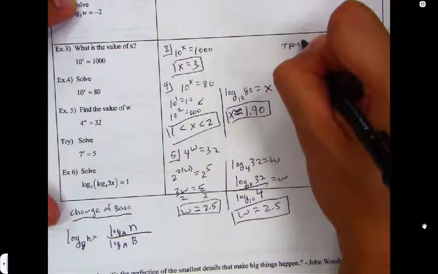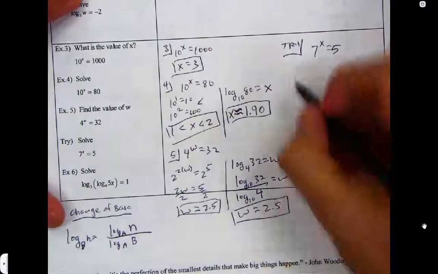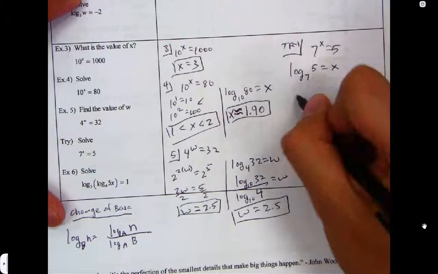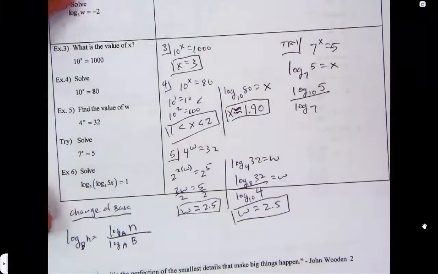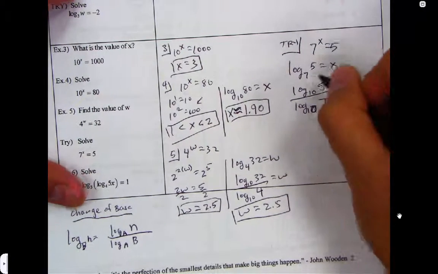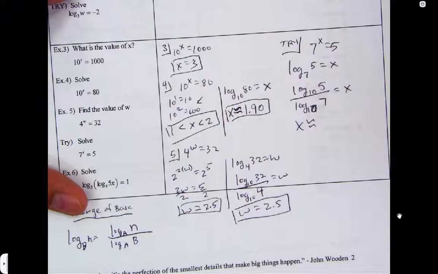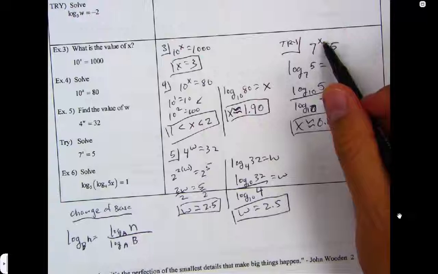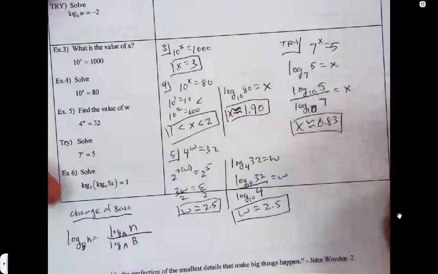Okay, our try right here. 7 to the x equals 5. I can't rewrite in the same base, so I'm going to just put it in log. Log base 7 of 5 is equal to x. Then I have to change it to a base of 10 so I can put it in our calculator. So log base 10, and then the base is always on bottom, so 7 is on bottom. I put that in our calculator. It's approximately equal to 0.83. So if I put 0.83 here, I'll be pretty close to 5. So 7 to the 0.83 is approximately 5.